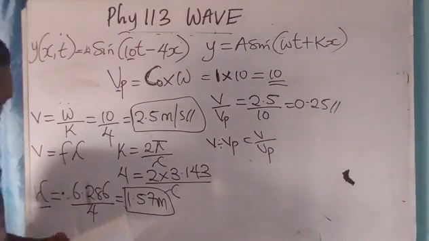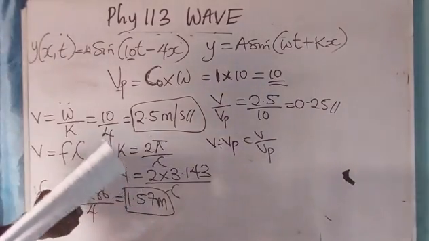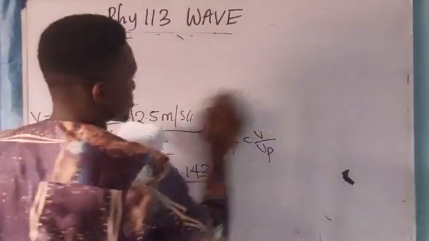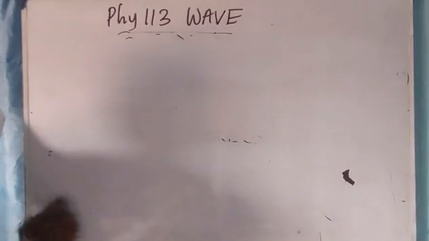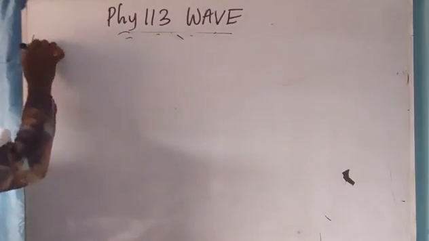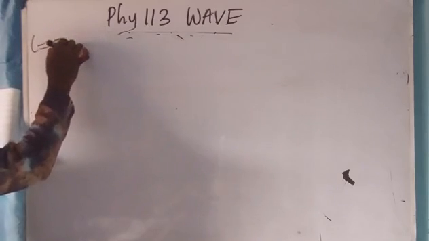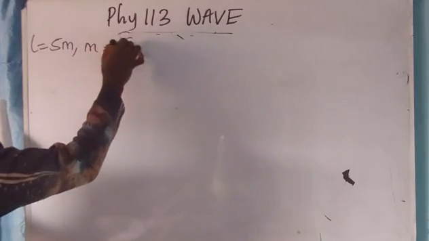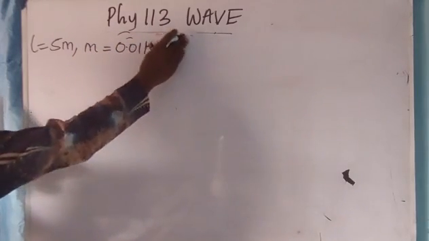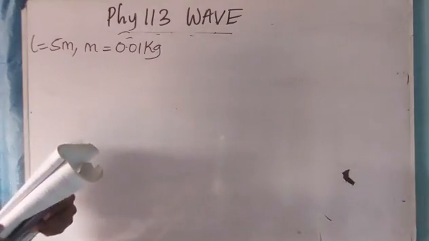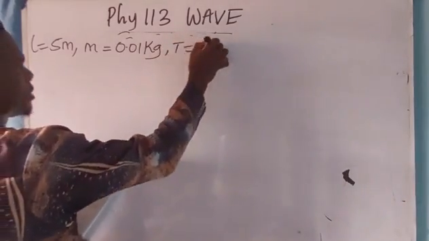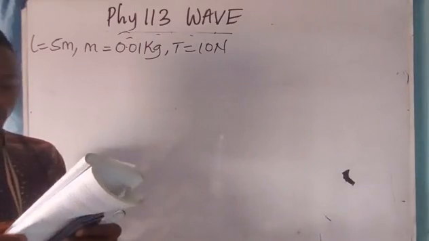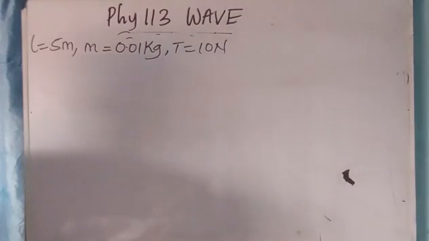Now the next question. A string has a total length of 5 meter and a total mass of 0.01 kg. If the string has a tension, that is T, 10 Newton, applied on it, what is the speed of the transverse wave? What is the speed of transverse wave?